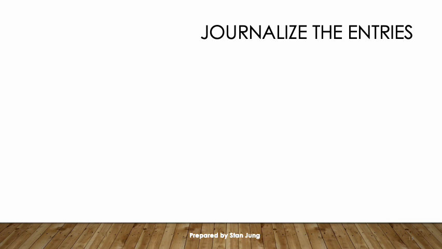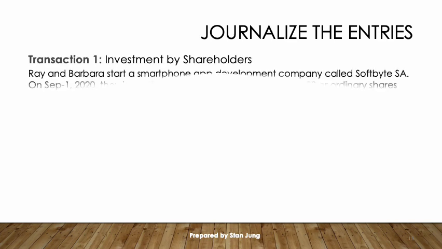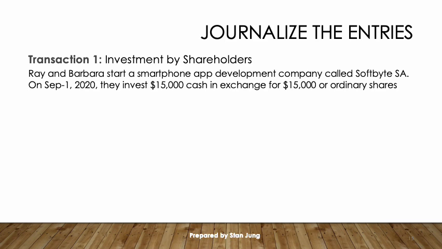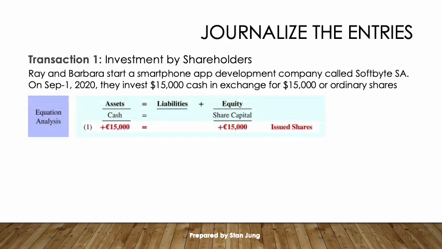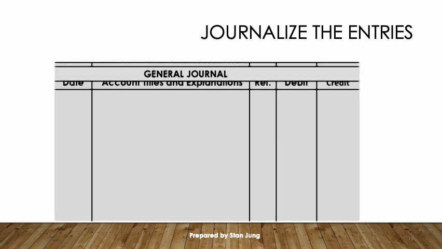To introduce journal entries, I'm going to go back to the SoftWhite SA example, and let's take a look at the 10 transactions that we analyzed in the introduction. The first transaction involved an investment by Ray and Barbara into the app development company, and we agreed that it would result in an increase in cash, and it would also increase equity. And so now let's take a look at this transaction in the context of a journal entry for accounting purposes.